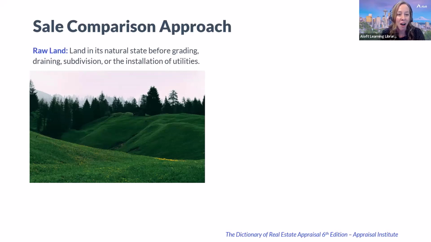So we're going to start with raw land, and that land, by definition, is land that is in its natural state before grading, draining, subdivision, or installation of utilities. Notice that our reports are actually asking for an opinion of site value, not an opinion of land value. So let's talk about the differences between land and site.